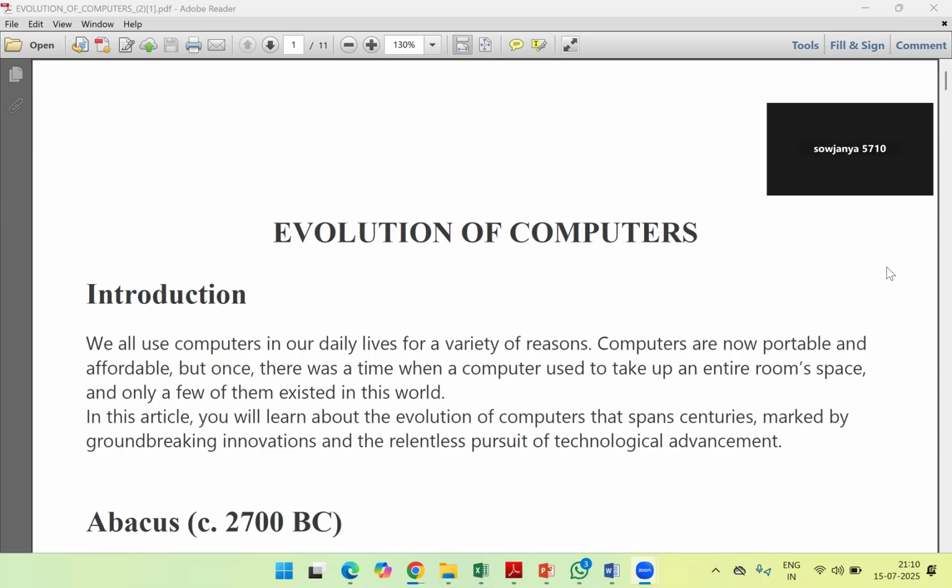Good morning, students. Let us discuss the evolution of computers. We all use computers in our daily lives for a variety of reasons, right?